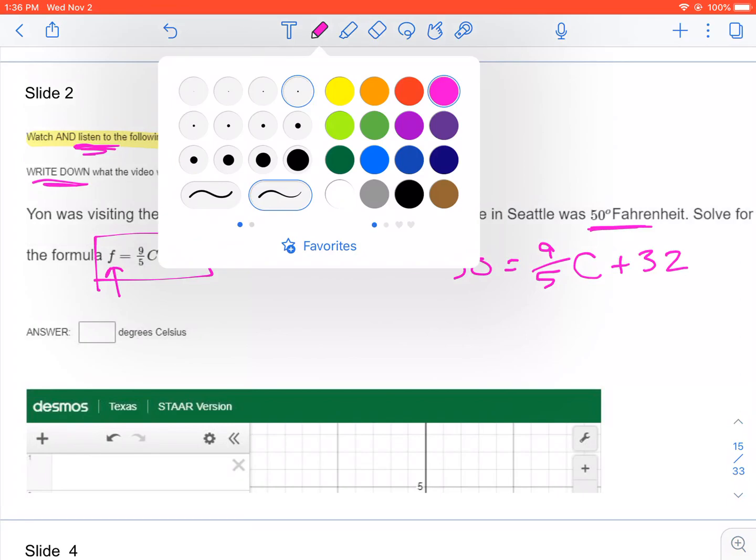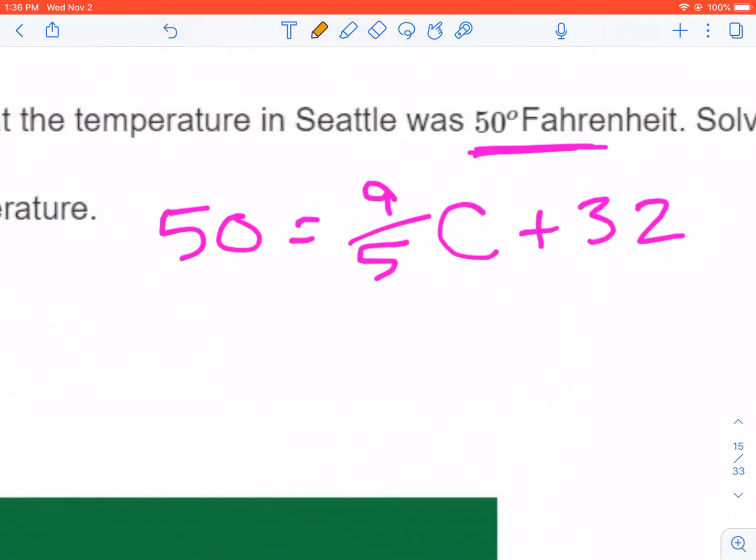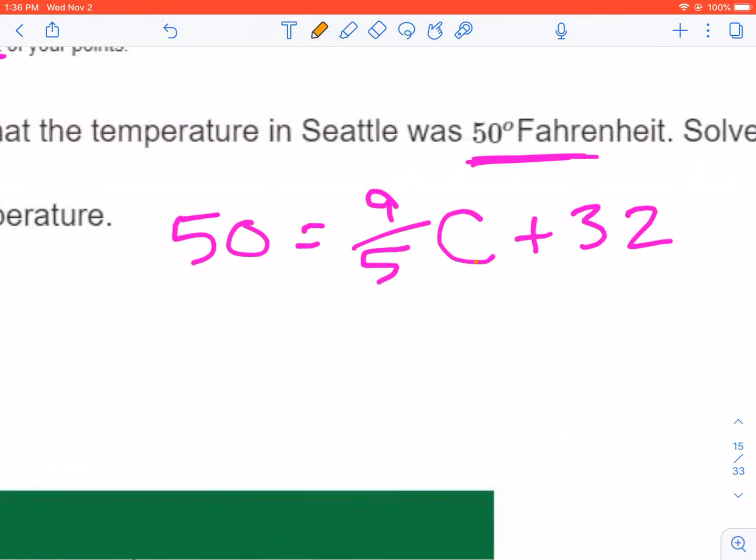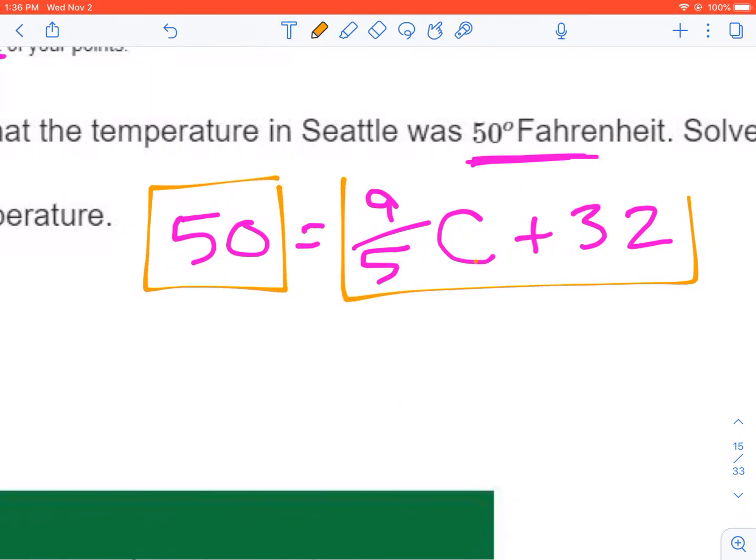All right, now this is one that we can do on Desmos. We have one variable, so we can type in the left side and we can type in the right side. And instead of a C, let's use an X. Desmos probably is not going to like a C.